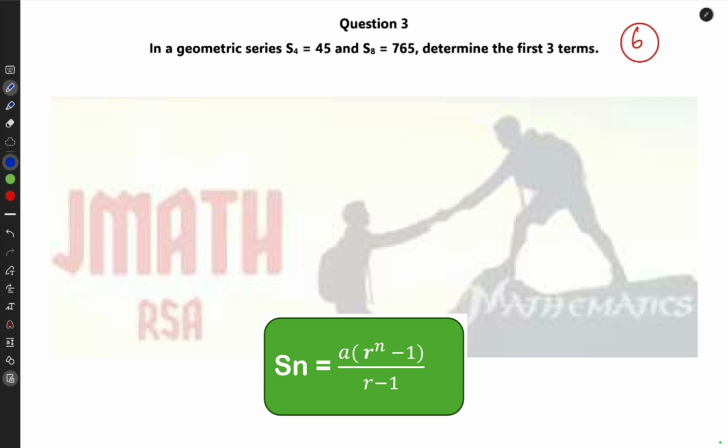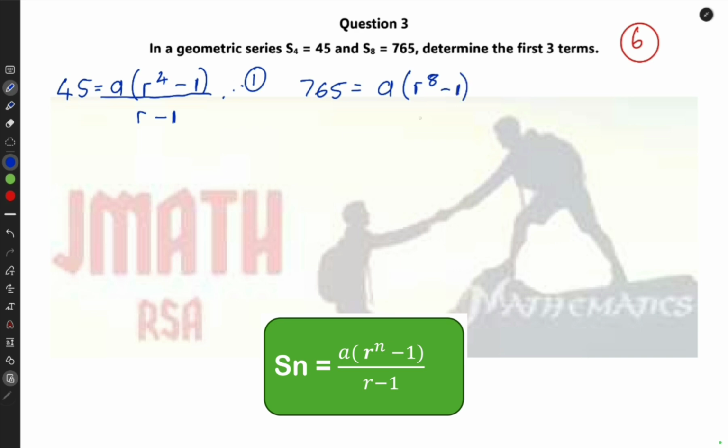So firstly, S4 is equal to 45. I know S for geometric I can rewrite as my a value, times r to the power n minus 1, so r^4 minus 1, over r minus 1. Okay, I actually can't simplify that any further, so that would be equation 1. Then they also talk about S8, so I can rewrite that as 765 is equal to a(r^8 minus 1) over r minus 1. And that would be equation 2.